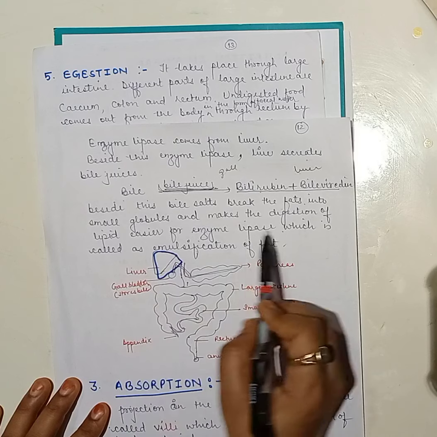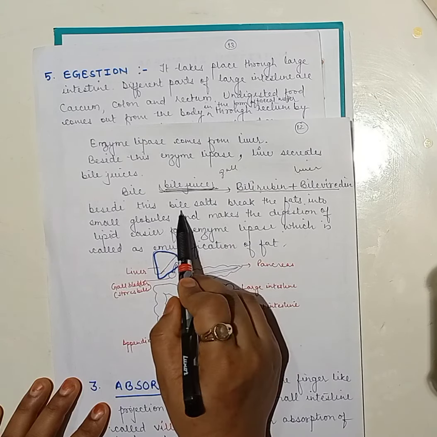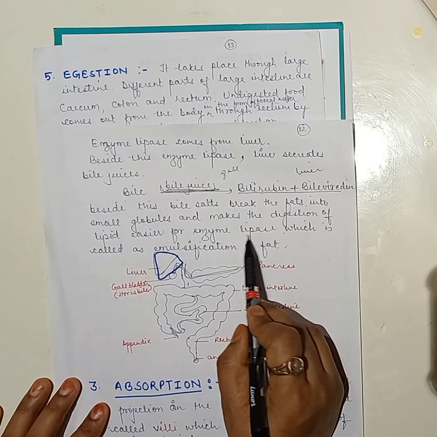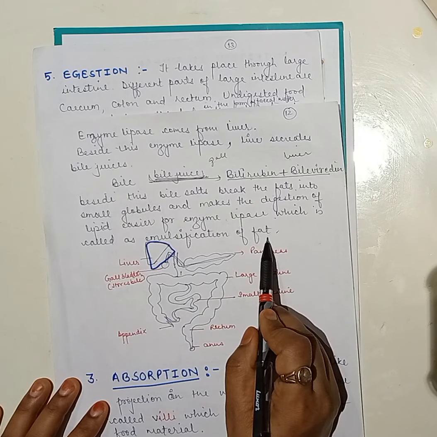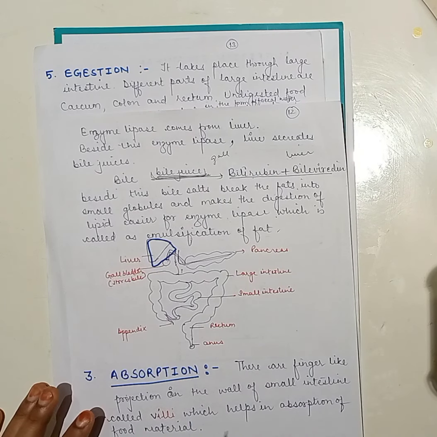right? If these bile salts are not present, the enzyme lipase will become slightly passive. It will not play a very important role in the emulsification of the fat. Emulsification of fat means breakdown of fat into small units, right? Breakdown of fat into small units.